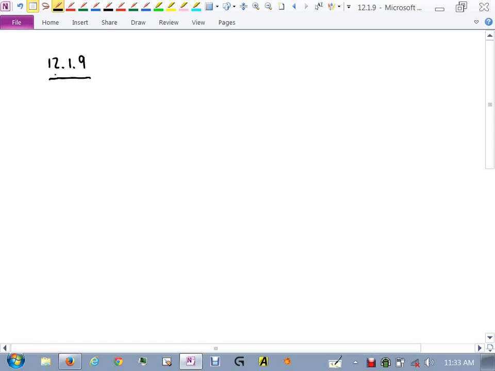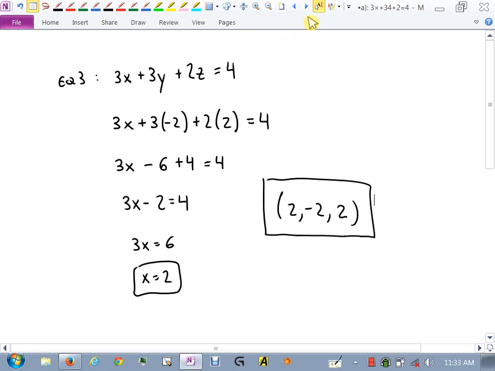12.1.9, using the calculator to solve that same system.